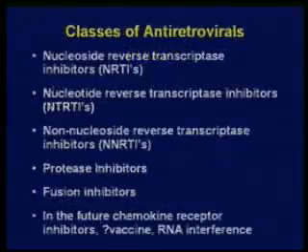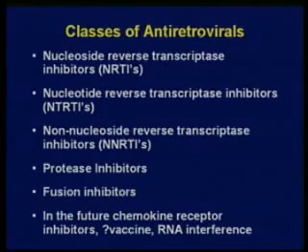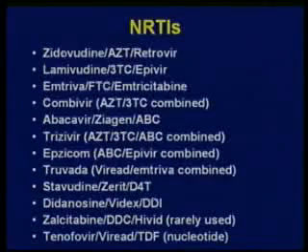All right? So here are the classes of the antiretrovirals. The NRTIs, the nucleoside reverse transcriptase inhibitors. Then there are the nucleotide reverse transcriptase inhibitors. Then there are the non-nucleoside reverse transcriptase inhibitors, protease inhibitors, and fusion inhibitors. Those 5 categories are the categories that are presently available. We're working on others that are not yet around.